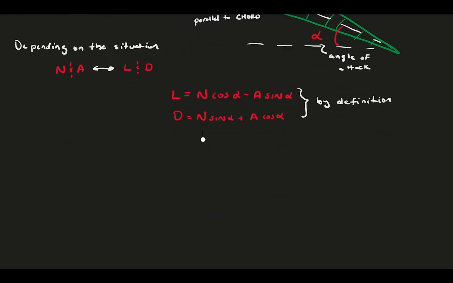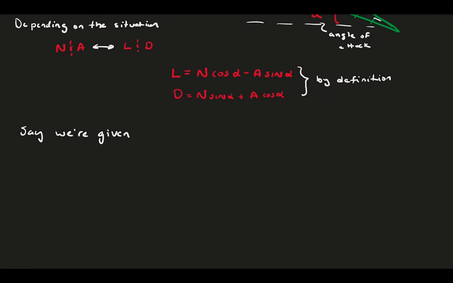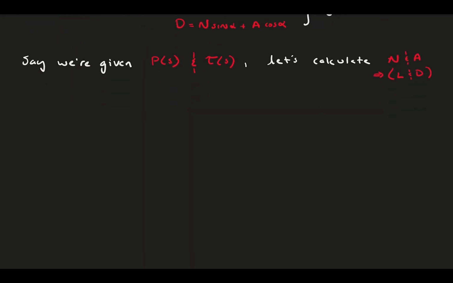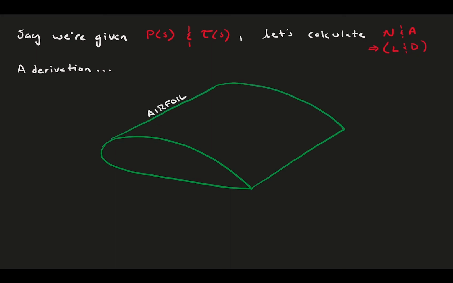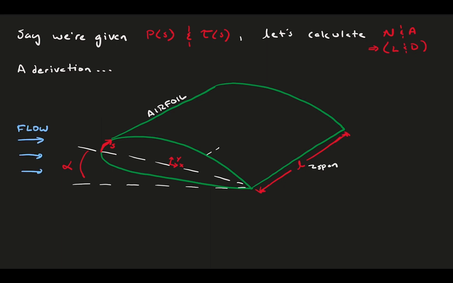Let's assume we have somehow calculated or have been given the pressure and shear distribution along our airfoil surface. Now, we want to be able to calculate the vertical and horizontal forces from these distributions, and to do this we'll need to deploy calculus. Consider an airfoil at an angle of attack alpha. The airfoil has a finite span with length L. Now, we want to divide the foil surface up into infinitesimally small segments. This segment has a width of delta S.